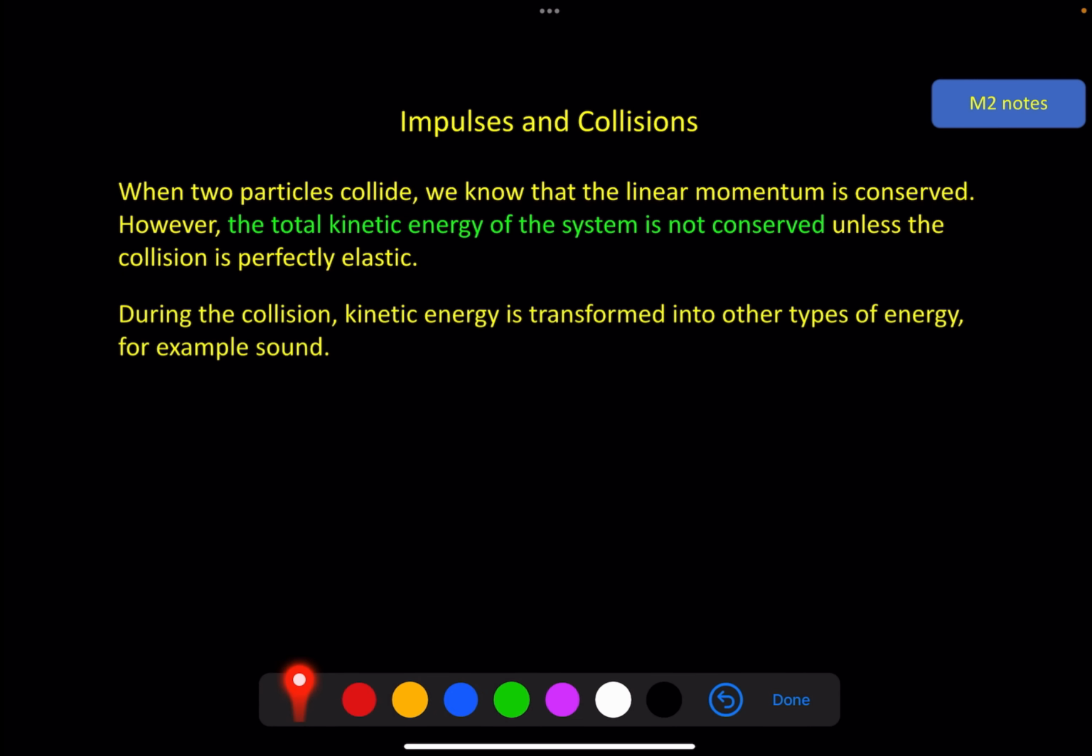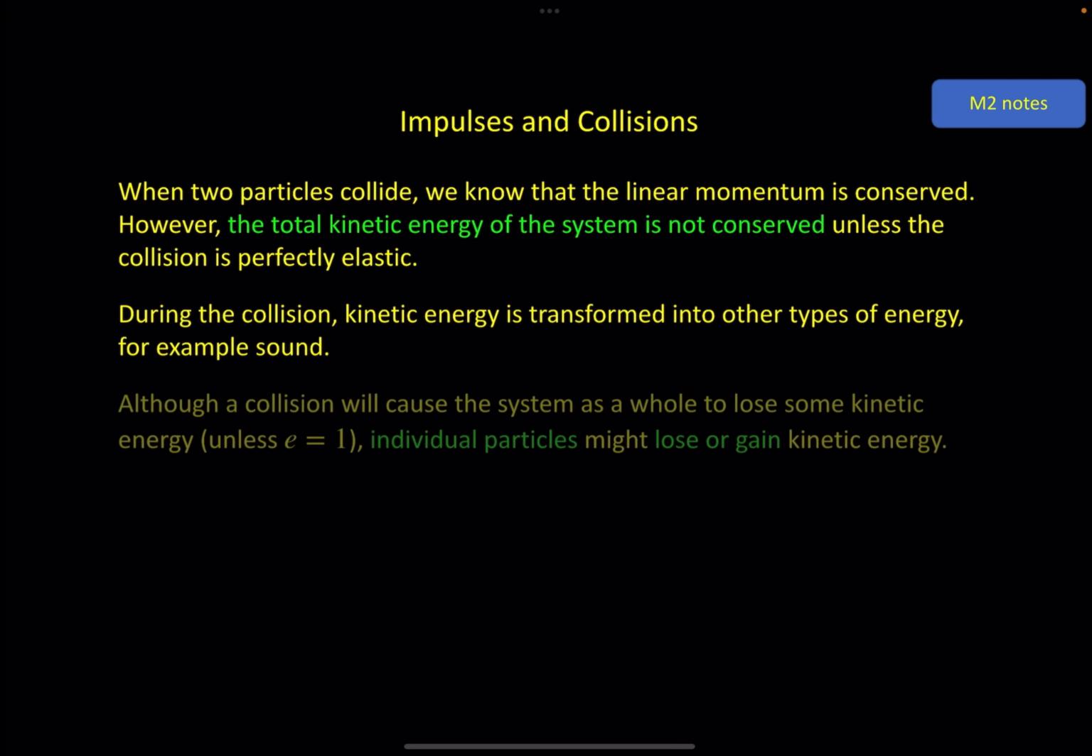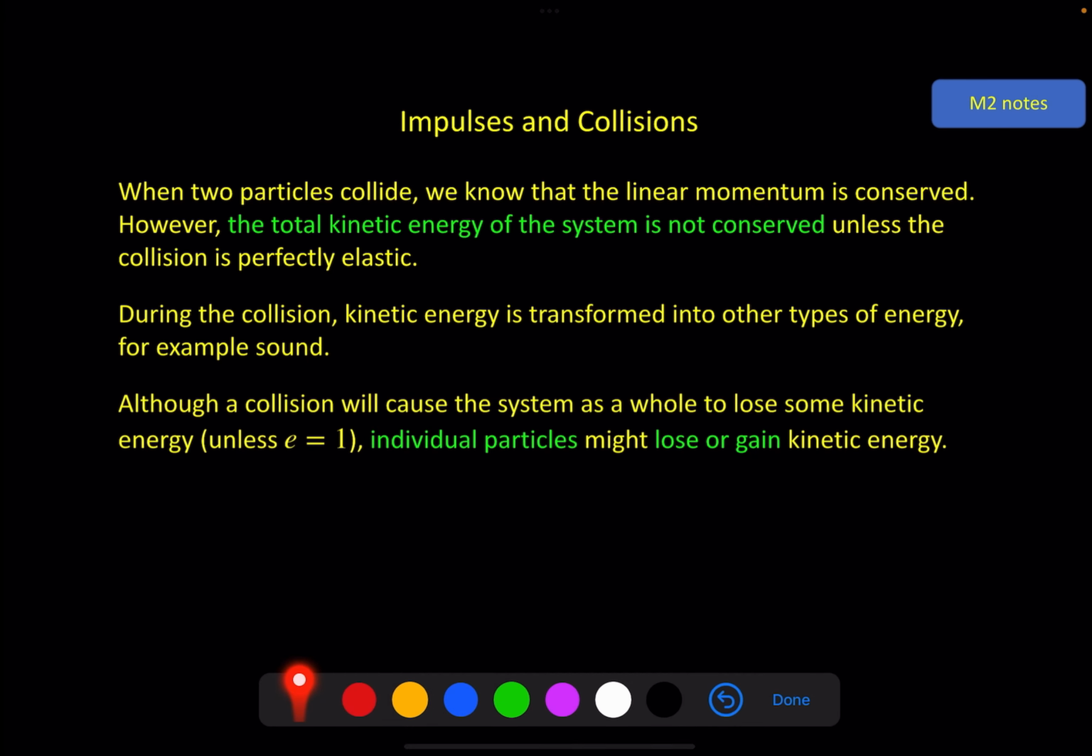During the collision, the kinetic energy that we're losing is being transformed into other types of energy. For example, sound. If two things hit each other, they often produce a sound. There might be a little bit of heat energy as well. But although the collision will cause the system as a whole to lose some kinetic energy, unless we do have a perfectly elastic collision, the individual particles might lose or gain kinetic energy. So as you focus on an individual particle, you might see a gain in kinetic energy or you might see a loss in kinetic energy, but the system as a whole will lose some kinetic energy.